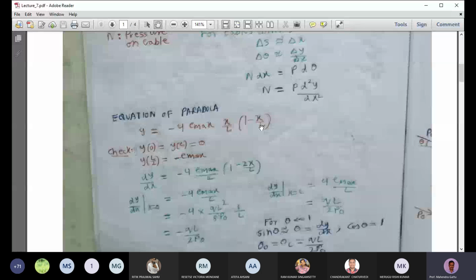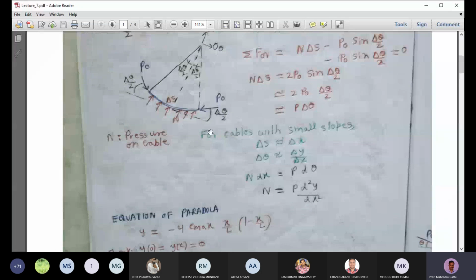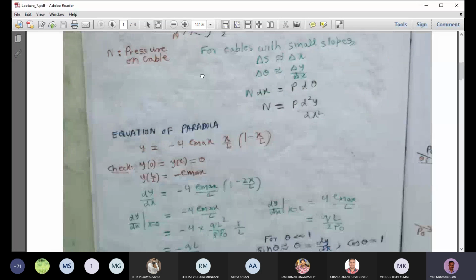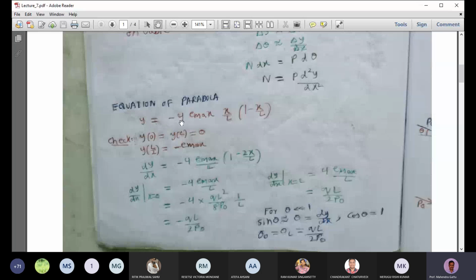You can do that algebra and get this answer, and you can do a check here. At x is equal to 0, this x term will go to 0, so y is 0. At x is equal to L, we have 1 minus x by L, so 1 minus L by L, that is 1 minus 1, and this term will go to 0. And at the center, x by L is 1 by 2, so we'll have 1 by 2 into 1 minus 1 by 2, so it will be 1 by 4, and we get y is equal to minus e max. Our coordinate system has y upward, so y at L by 2 is minus e max, so that is okay. The check is okay. This is the equation for the parabola.